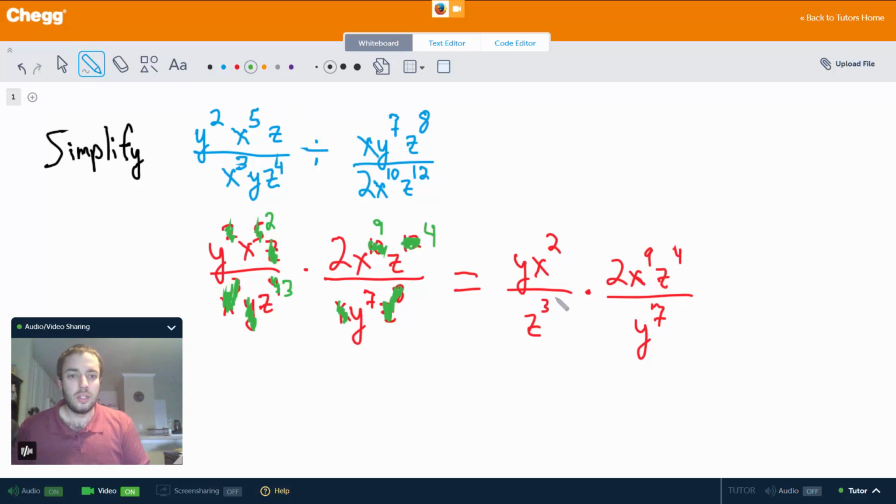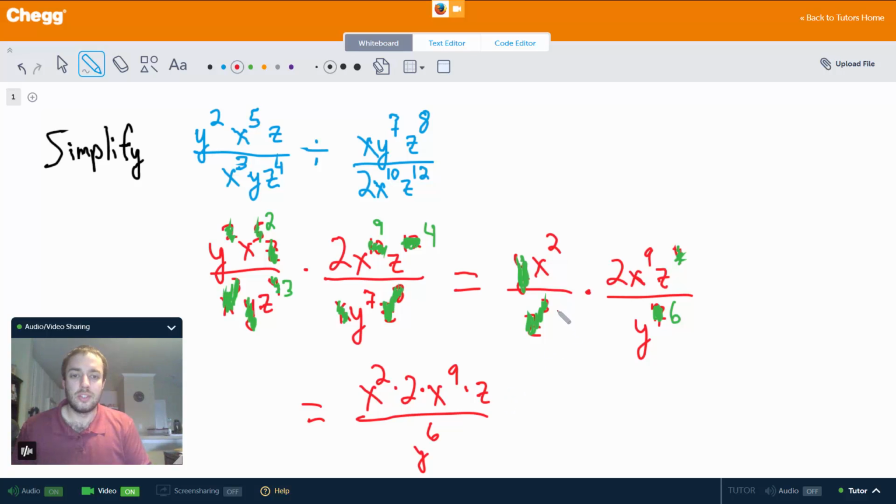So a y up here and a y to the 7th down here. Well, this y is going to be completely canceled, and then the 7 now becomes a 6. Okay, and then here we have a z cubed and a z to the 4th up here. So the z cubed goes away entirely, and then this 4 goes away, and technically it becomes a 1, so we'll just leave that as z. And then x squared times x to the 9th is going to give us an x to the 11th on top. So I'm getting ahead of myself a little bit, but let's just go ahead and write what we have now. Now we have x squared times 2 times x to the 9th times z, all divided by y to the 6th.